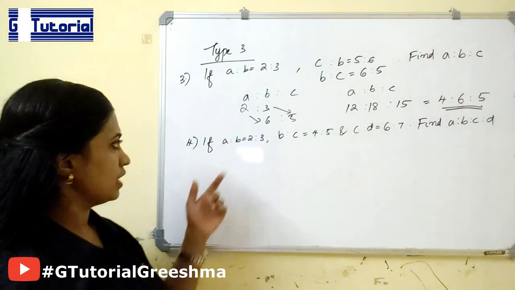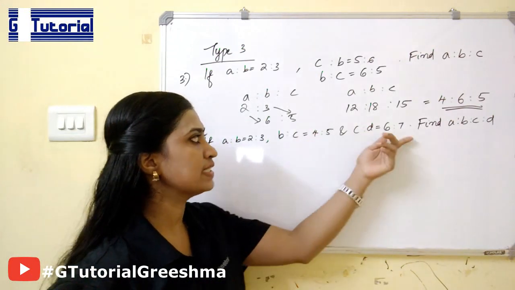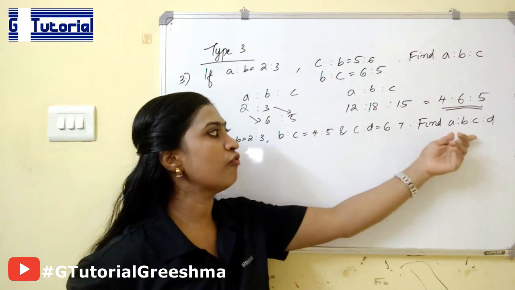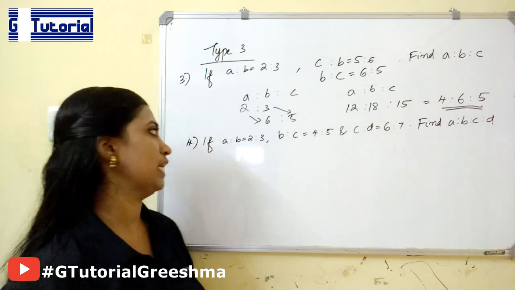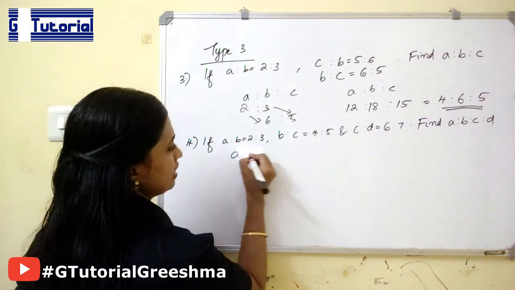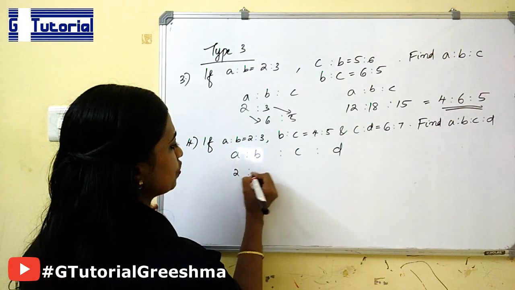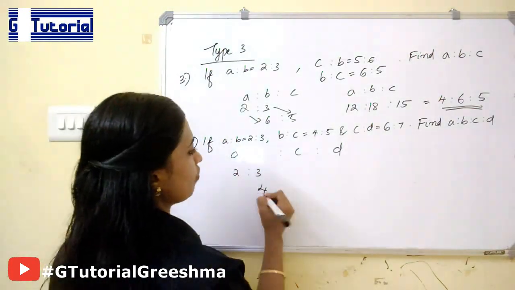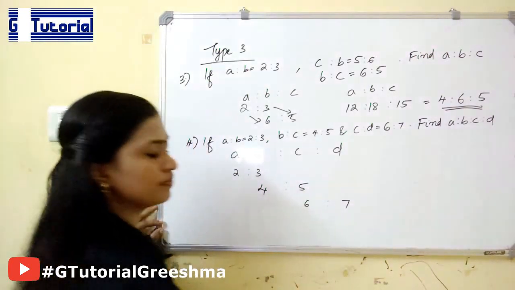Now next question. If A is to B is 2 is to 3, B is to C is 4 is to 5, and C is to D is 6 is to 7, find the combined ratio A is to B is to C is to D. A is to B is 2 is to 3, B is to C is 4 is to 5, and C is to D is 6 is to 7.